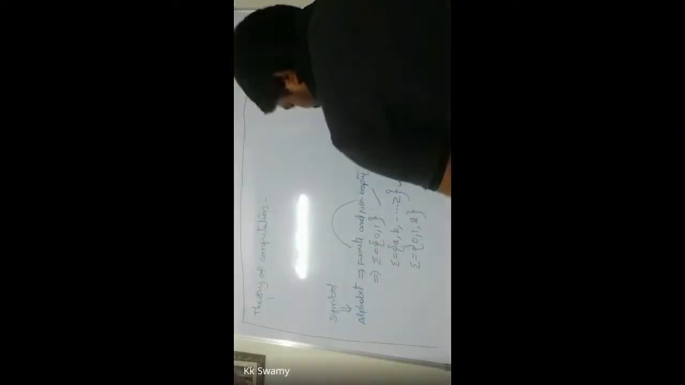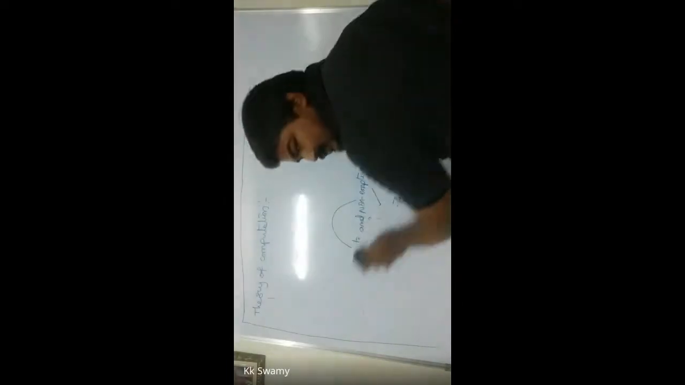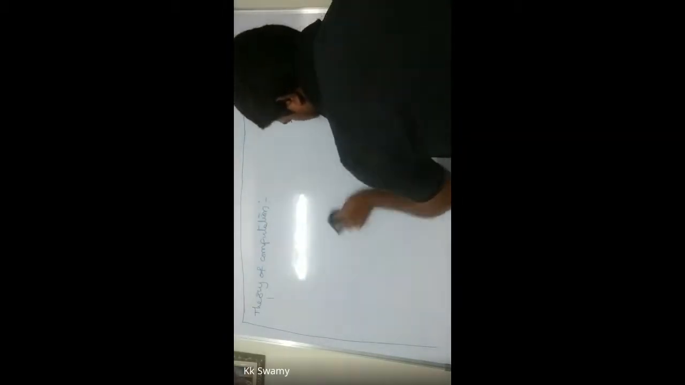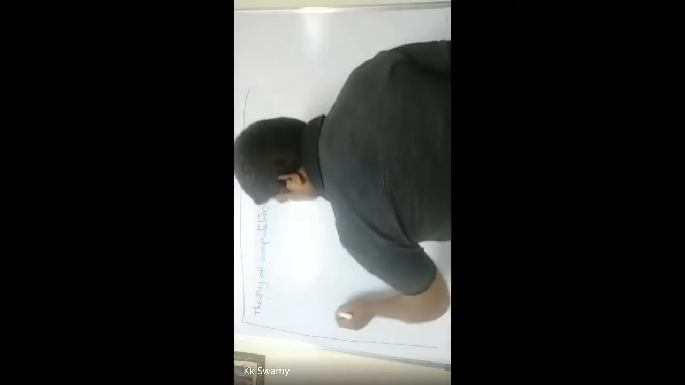Now, what operations can we perform on the alphabets? We have one operation we can perform on the alphabet, which is called the power of an alphabet. What is the power of an alphabet? Power represents the length.